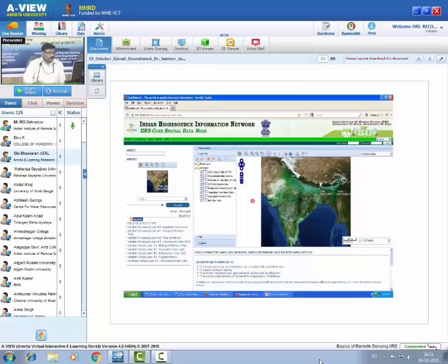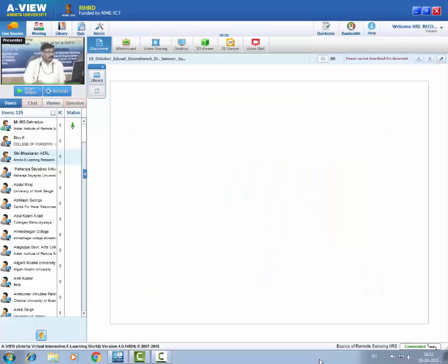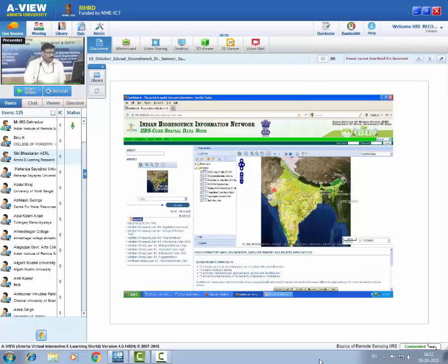So this is the Bhuvan which I was telling you. The entire satellite data is available, and you can access all these data sets. And this is another map, the LULC 250,000 map. All those things.